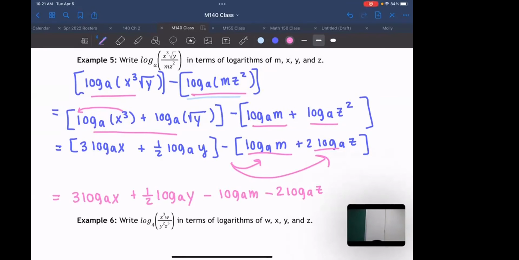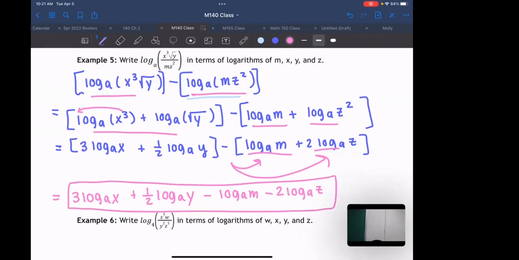Any questions on the steps for this question here? Okay. So example 6 is pretty much the same. I think it's a little bit easier since there's no square roots. Try example 6. We'll come back in a bit. And be careful about that negative sign.